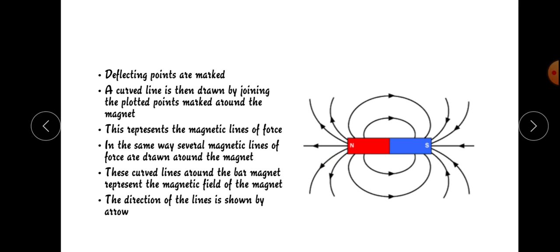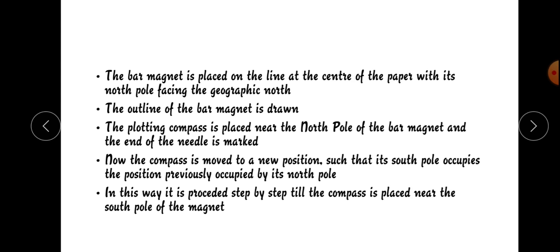What we have seen now: a bar magnet is placed at the center of the paper with its north pole facing the geographical north. Now the outline of the bar magnet is drawn. Then the plotting compass is placed near the north pole of the magnet and the end of the needle is marked. Now the compass is moved to a new position such that its south pole occupies the position previously occupied by its north pole. In this way, you proceed step by step till the compass reaches the south pole of the magnet.